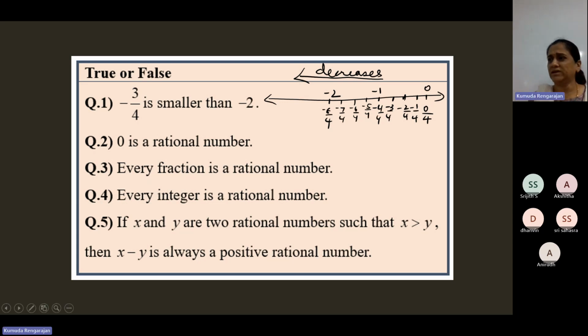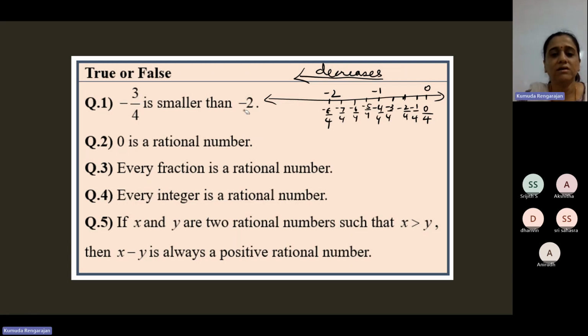It's just the opposite. In the case of a positive number, what will you say? Compare this one. 3 by 4 is smaller than minus 2. Sorry, just take it as a positive. 3 by 4 is smaller than plus 2. True or false? True. Then it's the opposite answer. Minus 3 by 4 is smaller than minus 2 is false.